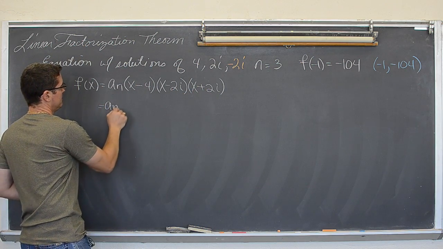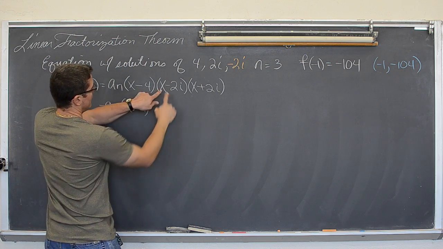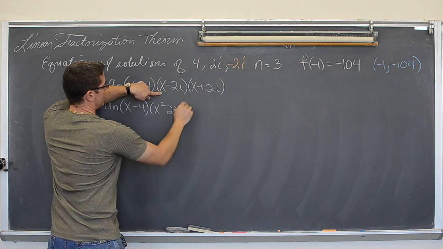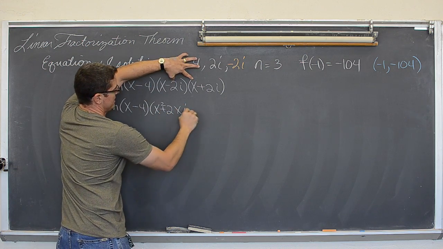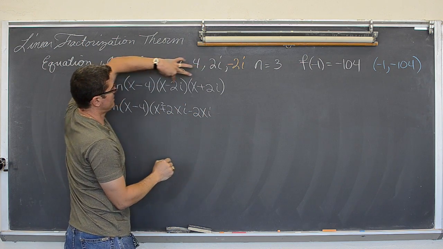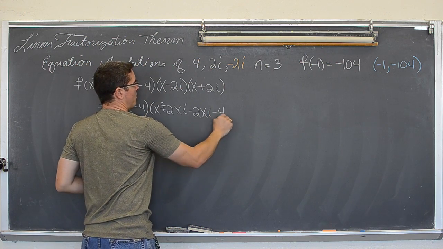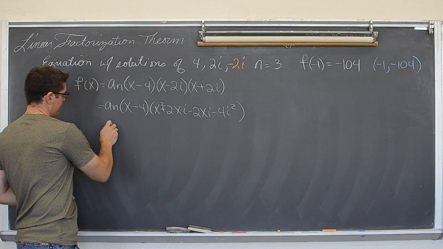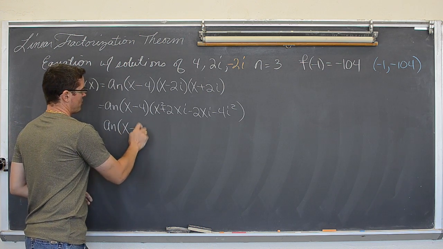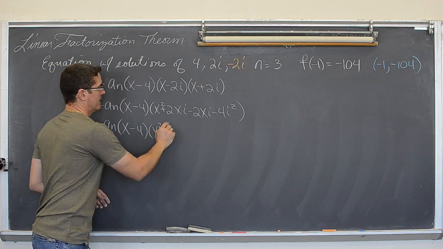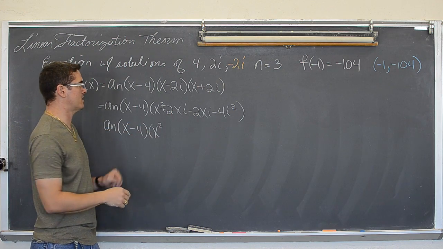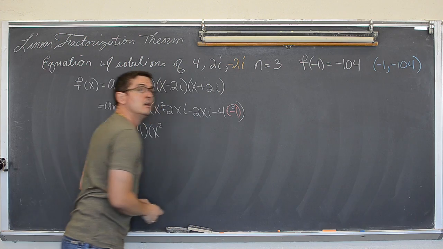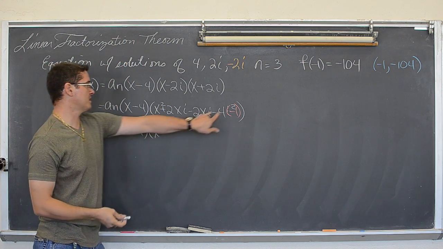So a sub n, x minus 4, x times x is x squared, x times 2i is 2xi, and it's positive. Now it's negative, and negative 2 times positive 2 is negative 4i squared. Well, what do we have now? We have a sub n, x minus 4, x squared. I got 1 minute left. The 2xi terms are going to cancel out, giving you 0. i squared is negative 1, and that's going to be positive.